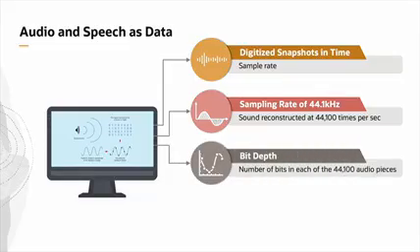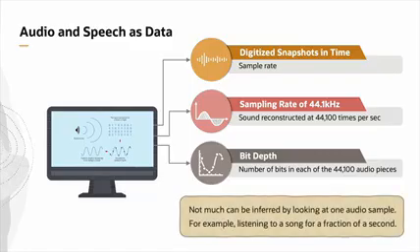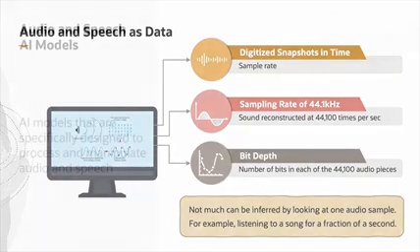The bit depth is the number of bits in each sample, or how information rich each of those 44,100 pieces of audio is. However, nothing much can be inferred by looking at just one audio sample. Multiple samples need to be correlated to make sense of the data. For example, listening to a song for a fraction of a second, you won't be able to infer much about the song, and you'll probably need to listen to it a little bit longer.